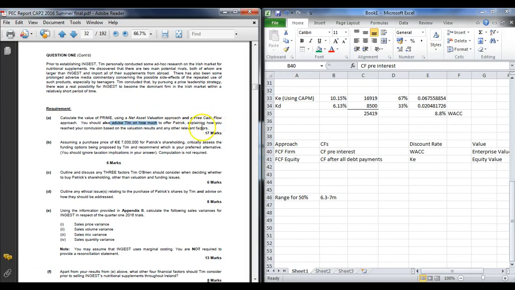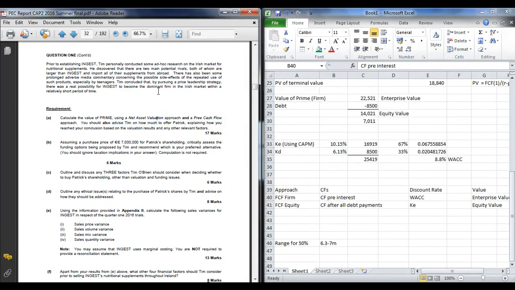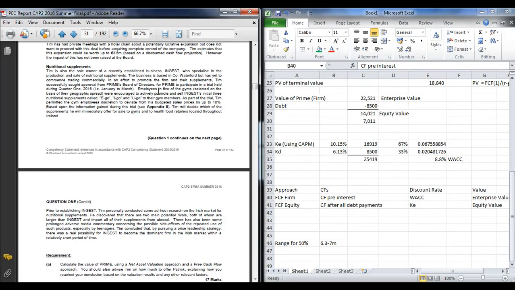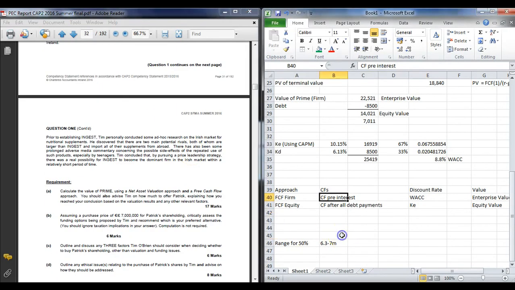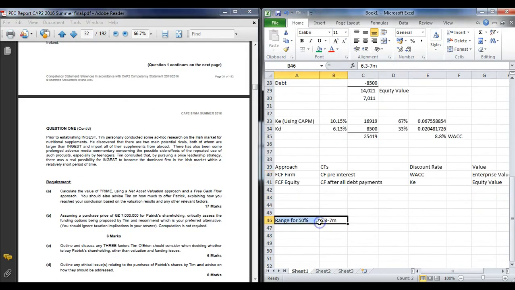Well, again, all you have to say is 2 points. 1, you know Tim will take about 7 million, therefore that's a starting point. And you also know that the range is about 6.3 to 7. They are your two reasons or your two justifications. Again, there will be marks going for it. That's why it's in the requirement. Make sure you get those marks. And the final one, what are the other relevant factors? And again, as long as these are reasonable, the only students that lose out on marks here typically are the students who leave it blank.